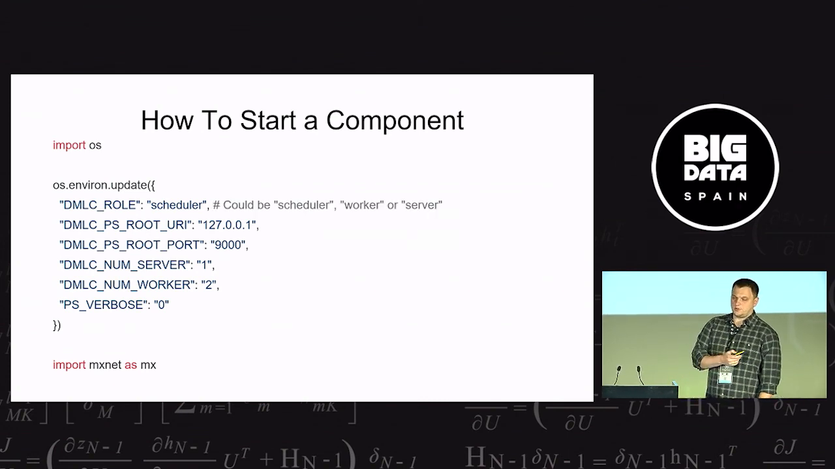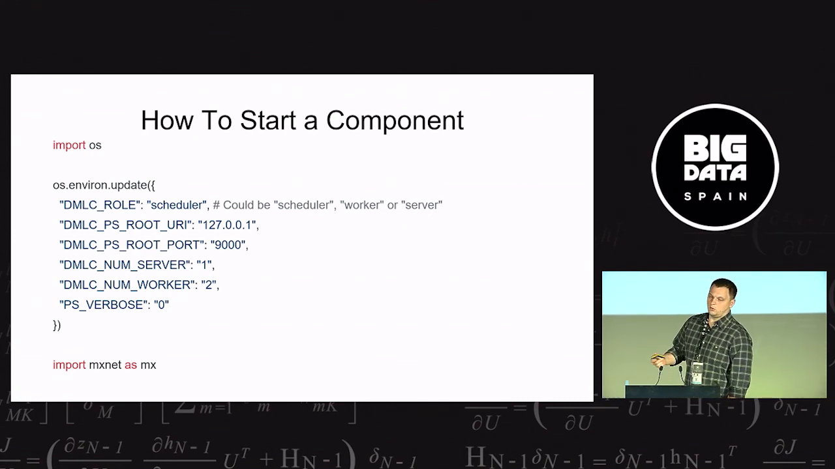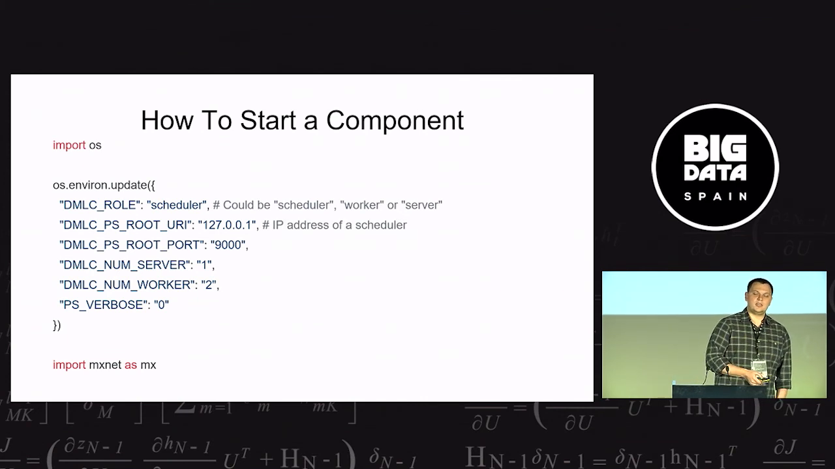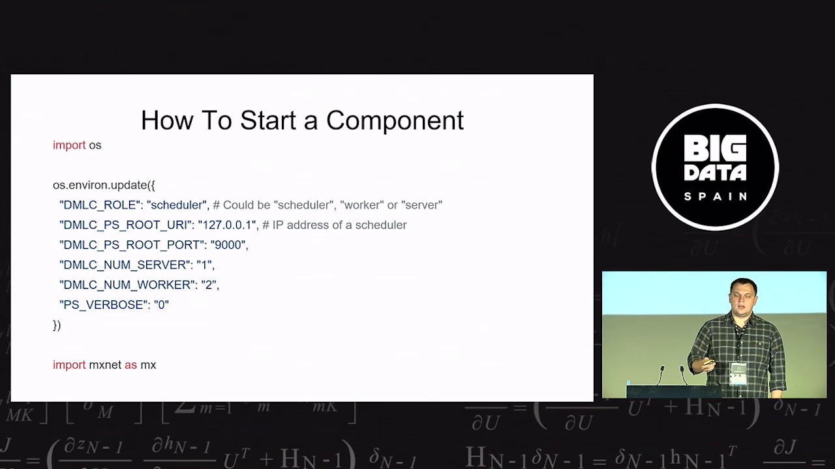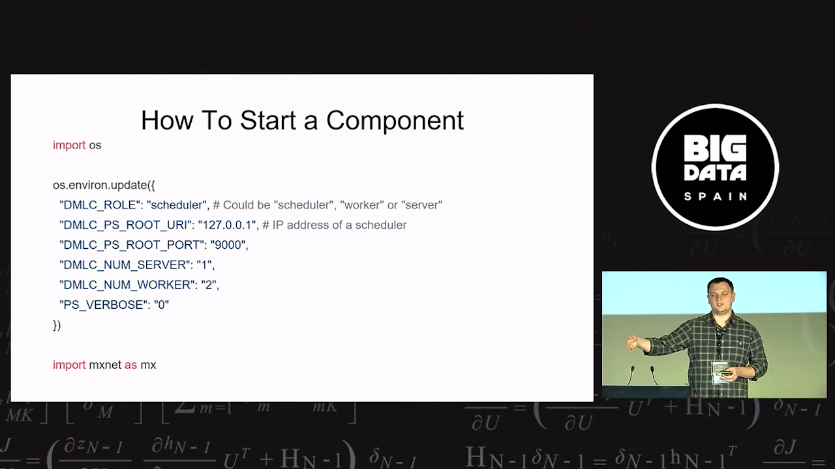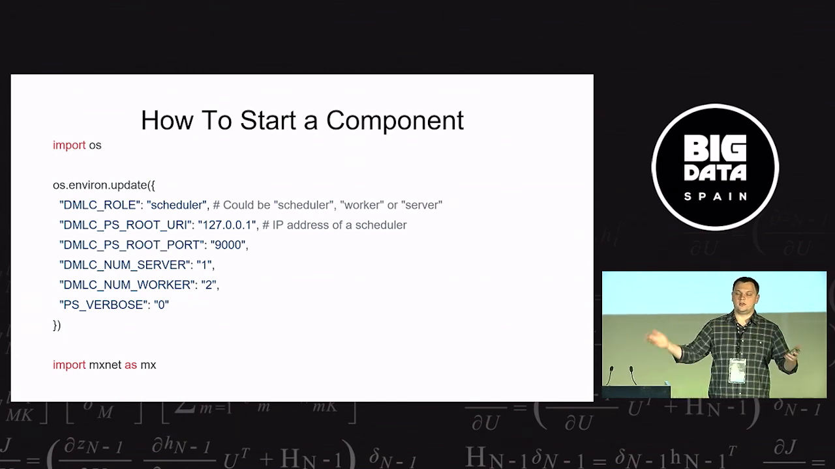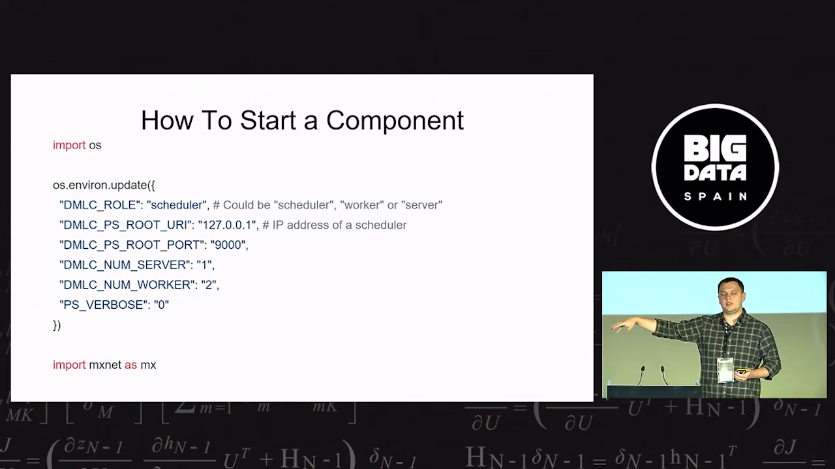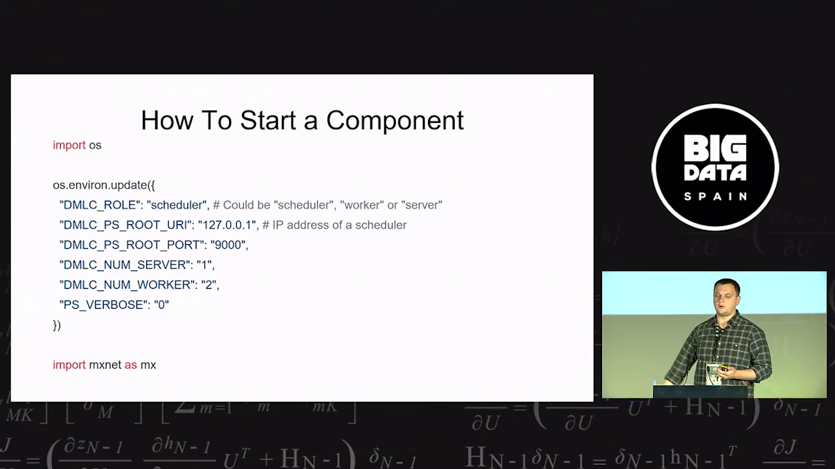What MXNet is searching for, first of all, is the role. It might be scheduler, worker, or server. Second is the IP address of the scheduler. This part is important. It doesn't matter what role you're trying to start, either worker, server, or scheduler, this IP address is always the IP address of the scheduler. Because when your worker wakes up, it needs to know where the scheduler is in the network, to go to the scheduler and say, hello scheduler, I'm a worker, I'm actually up, could you please add me to the cluster?